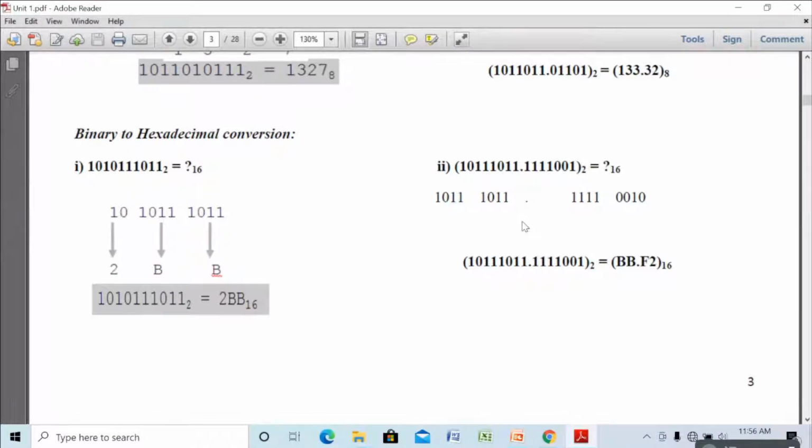100 point 11011. Once again, 100 point 11011. Convert this to hexadecimal.